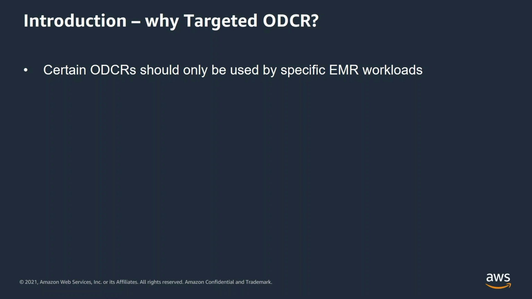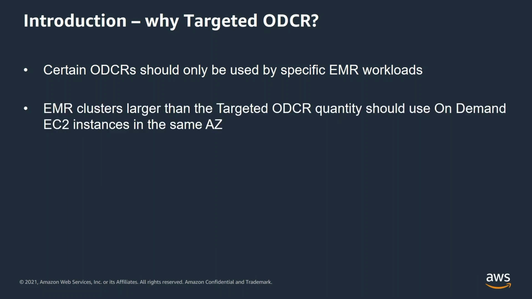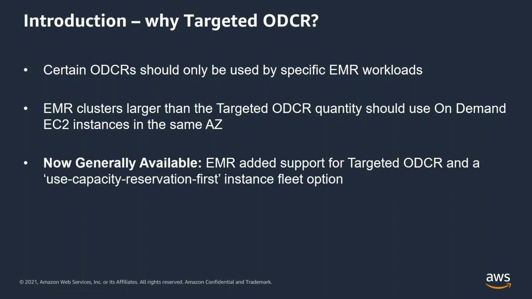In order to ensure certain ODCRs are only used by specific EMR workloads, customers asked for a way to specify the targeted ODCR when launching the EMR clusters. Also, from a user experience perspective, customers wanted to ensure that if they request more instances than specified in the targeted ODCR, they can fall back to on-demand EC2 instances that are in the same AZ. Because of these customer feature requests, Amazon EMR instance fleets now support customers specifying targeted ODCRs, along with a flag to use capacity reservations first.